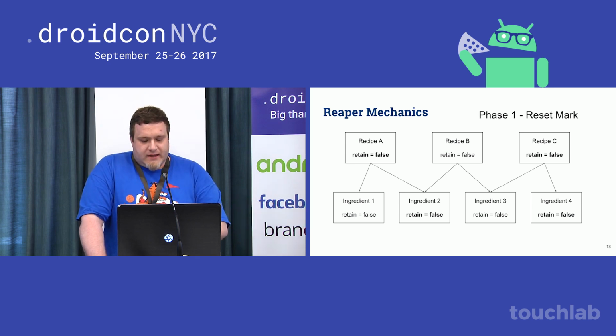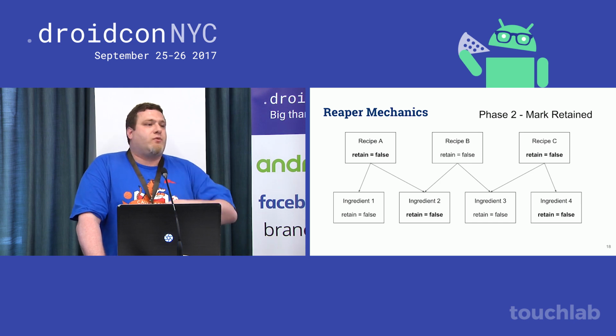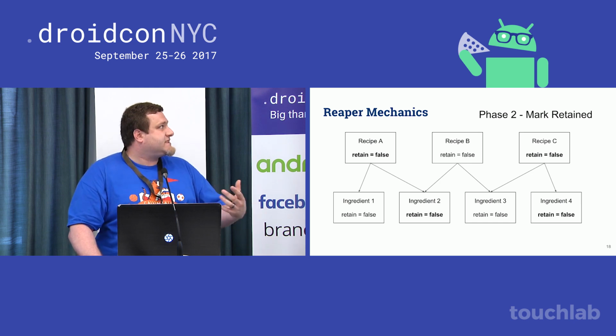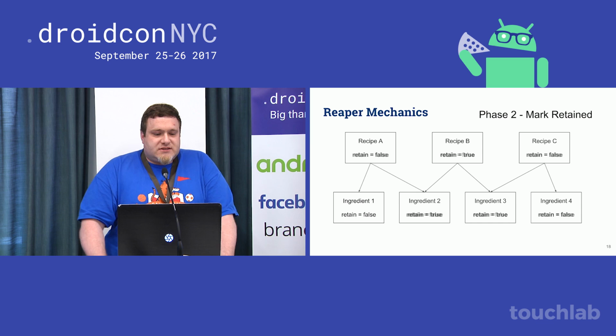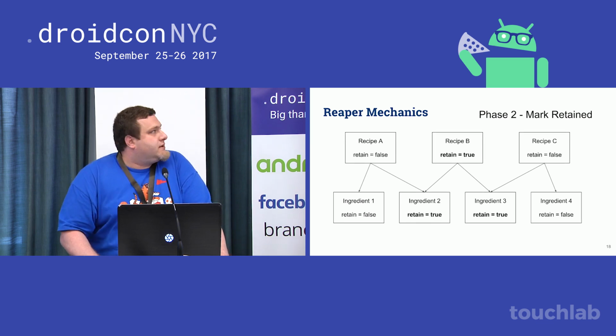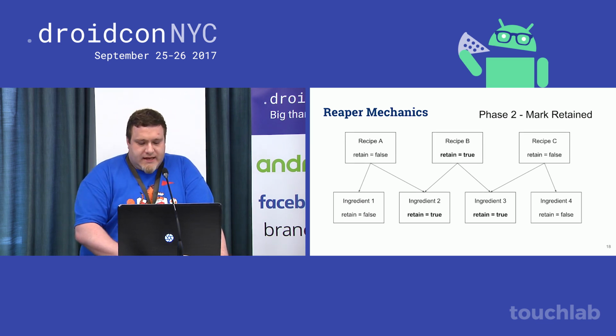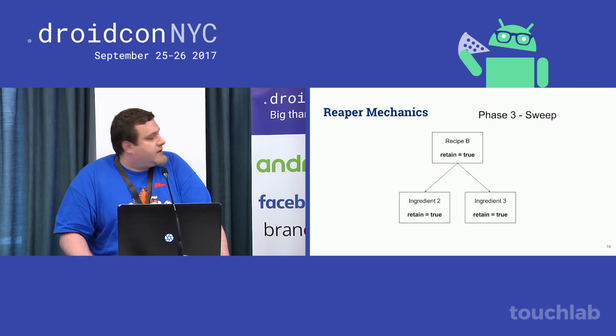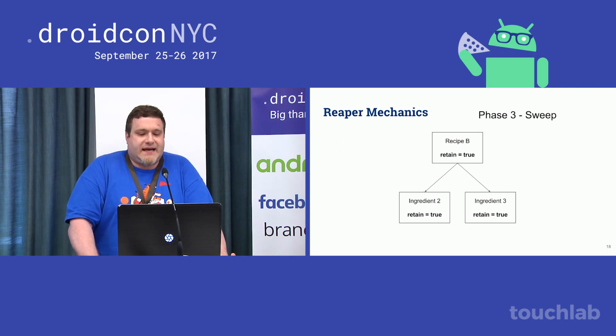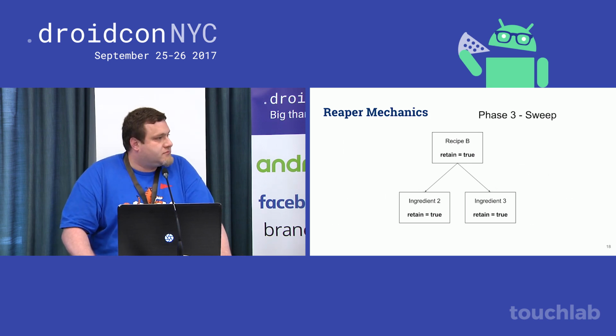All right, great. So now we're going to go to phase 2, and phase 2 is marking retained. We're going to go through and say, okay, what objects are we going to keep? In this case, that's going to be recipe B. So we're going to retain recipe B and its children. And then phase 3, we sweep the objects, right? And now we're just left with the recipes that have retain equals true. And we're done.